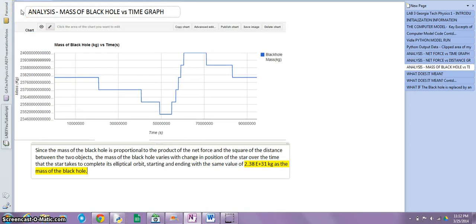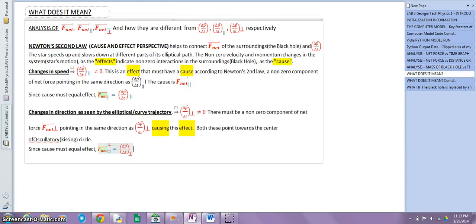Mass of the black hole versus time graph. Since the mass of the black hole is proportional to the product of the net force and the square of the distance between the two objects, the mass of the black hole varies with change in position of the star over time that the star takes to complete its elliptical orbit, starting and ending with the same value over here and here of 2.38 times 10 to the power 31 kilograms as the mass of the black hole.